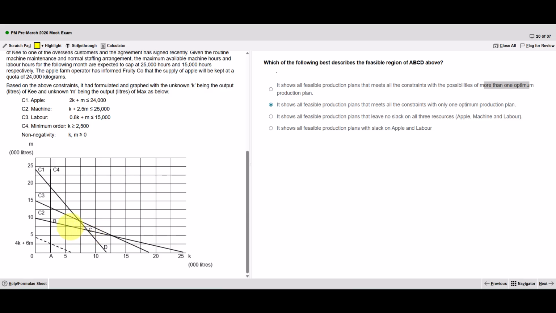So wherever we choose a point, we will always have some slack. It just is different depending on where we choose. So that rules that one out. And it shows all feasible production plans with slack on apple and labour.